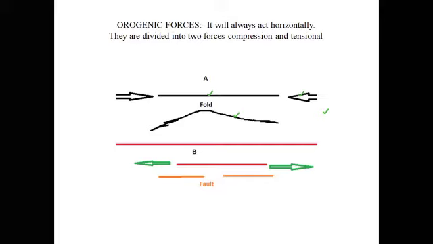Now what do these forces do? They disturb the horizontal arrangement of rock strata. These orogenic forces have been divided into two types, compressional force and tensional force. Now what is compressional force? It is a force which pushes a body from opposite directions.